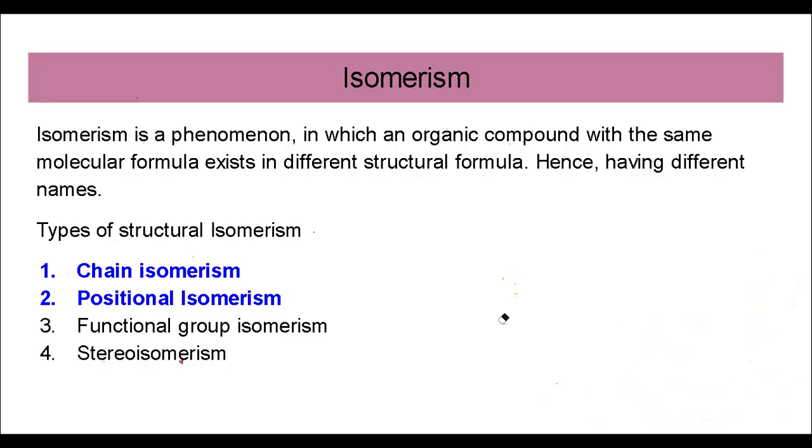So first of all, let's define what isomerism is. Isomerism is a phenomenon which describes the nature of organic compounds that have the same molecular formula to exist in different structural forms. You can say they have different structural formulas. The molecular formula is the same, but they exist in different structural forms. Hence, the name of the compound will be different. The molecular formula is the same, but the name of the compound is not the same.